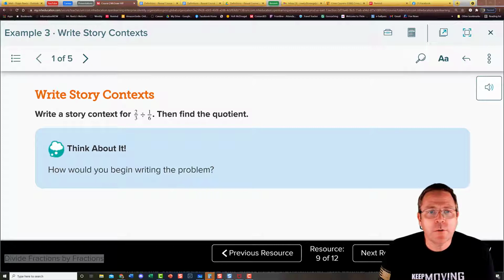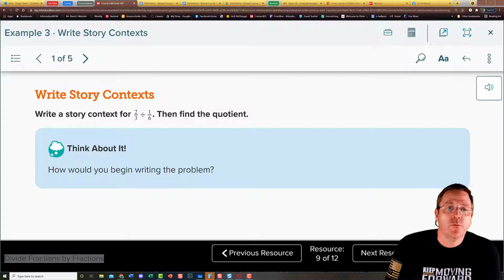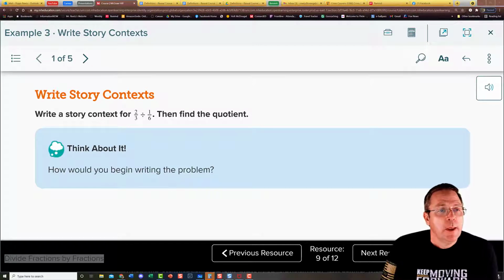We left off learning about doing some story problems, and we're really close to the finish line. We only have 3 resources left to do. Now the instructions tell us to write a story problem.